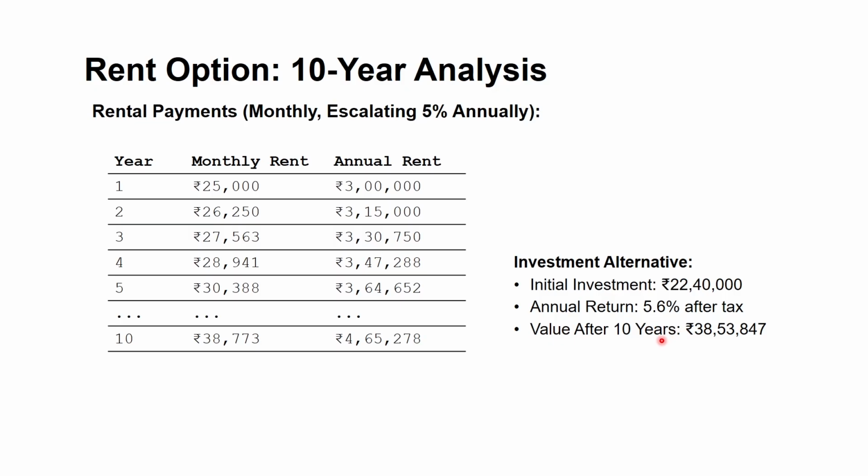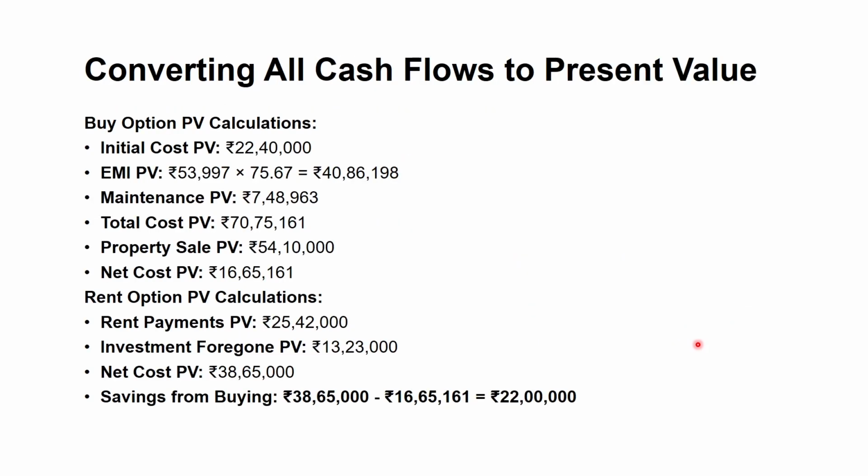This after tax investment grows to approximately 38.5 lakh, representing 16.1 lakh in real gain. The opportunity cost of choosing rent over investment is this foregone investment growth, which must be included in our total cost analysis. So, now here the whole breakup of the calculation is provided.